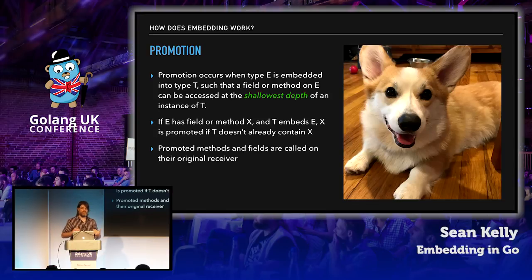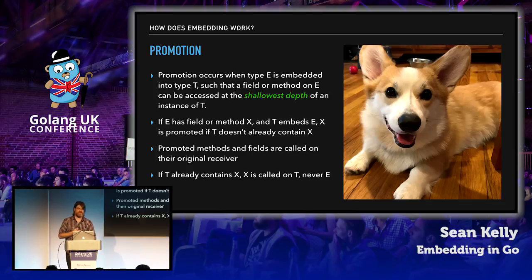Promoted methods are also only ever called on their original receiver. And the interesting thing there is that you can sometimes accidentally get to the wrong receiver if you have one of those methods that's not been promoted but basically covered up by something at a higher type. And if T already contains X, it is always called on T, never on E, for the most part. And again, there are some cases where you can accidentally get to the wrong receiver. And I'll talk about an example of how I did that and blew a couple of weeks of my life on a failed port of something that did not quite go as expected.